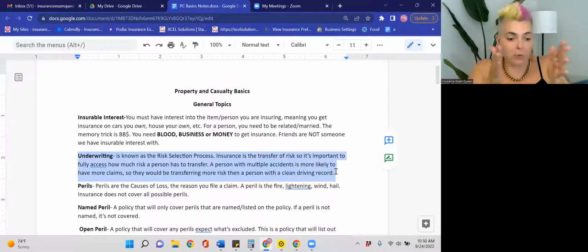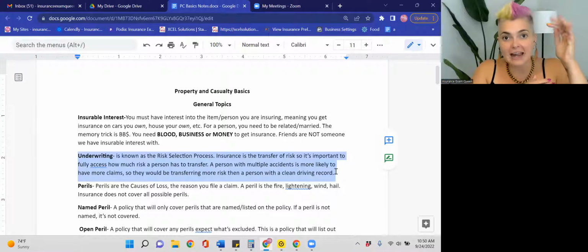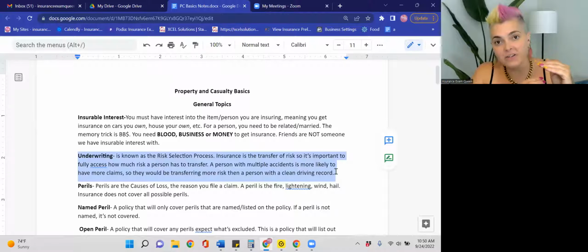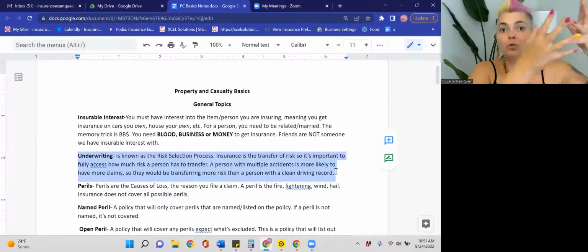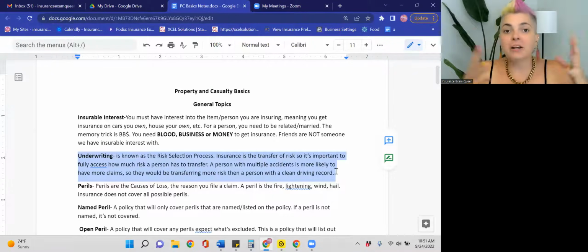And they're trying to figure out, well, okay, she's got this many accidents. She has this many claims. She lives in this area. There's lots of wildfires there. They're analyzing how risky, how likely I am to file a claim at that property. That's what underwriting is. And if I already have claims, if I'm in an area where fire is common, then I'm going to have to pay a higher premium. I am transferring more risk to them. So underwriting is basically how risky are you?